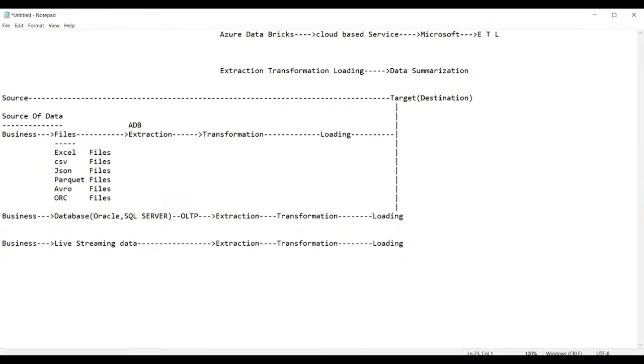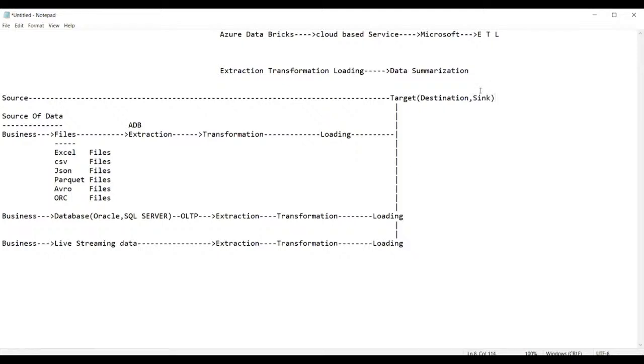For now, all this data, whether it is source data, destination data, or whatever data you have, will finally be recorded into the target. That is called the sink system. In Azure, the destination is also called the sink system, guys.